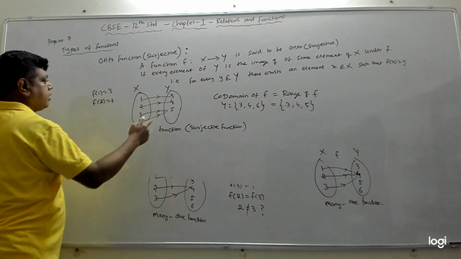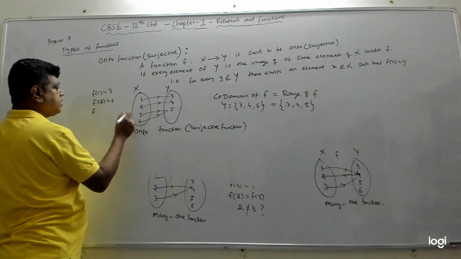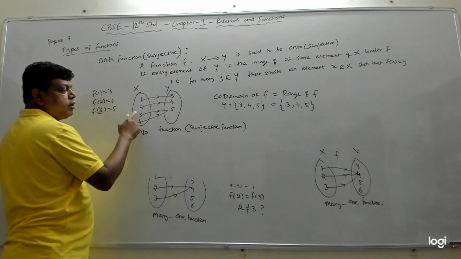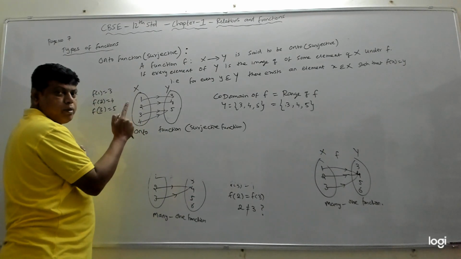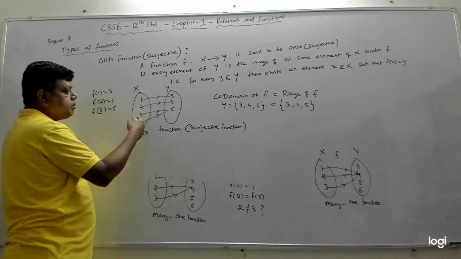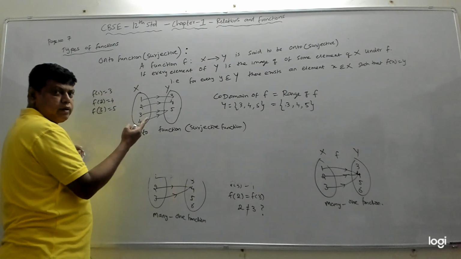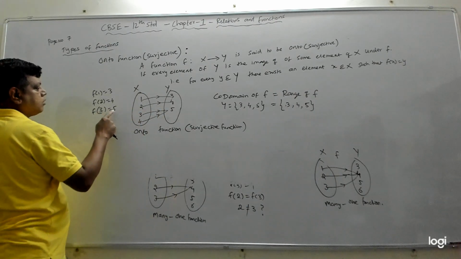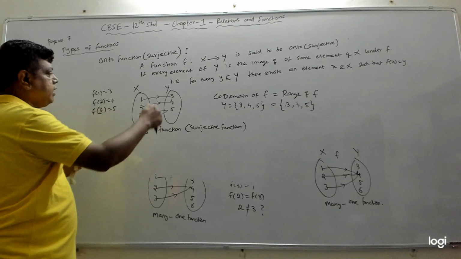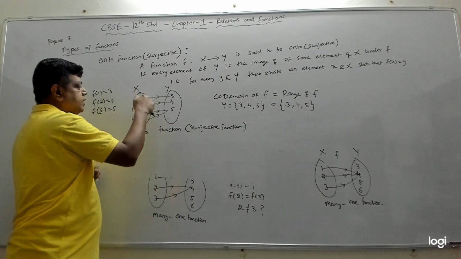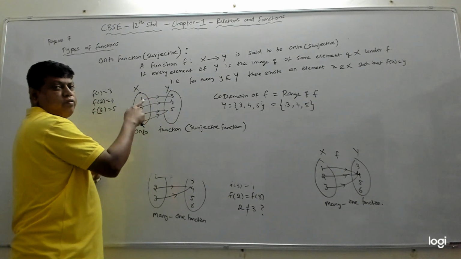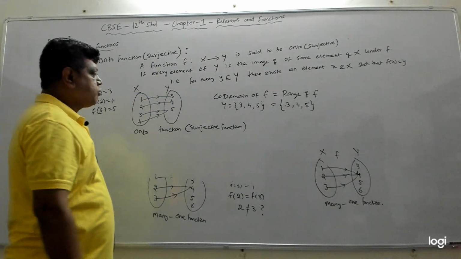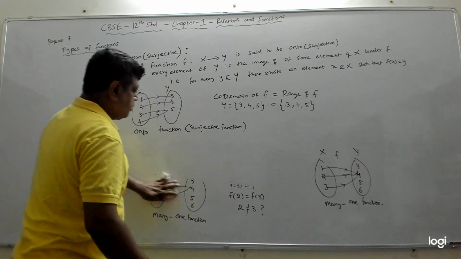Similarly, I can take 5. So f of 3 equals 5. For this element, we should be able to find at least one element. Here we have two elements, but we should be able to find at least one. We can have more elements like this, that is fine, but at least one. So for every element in y, you are able to find an x such that f of x gives you this element y. Therefore, this is an onto function.